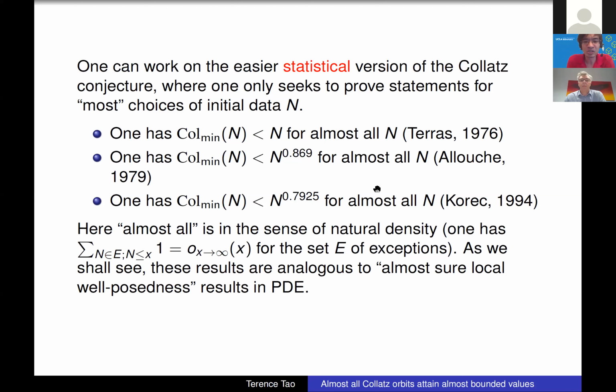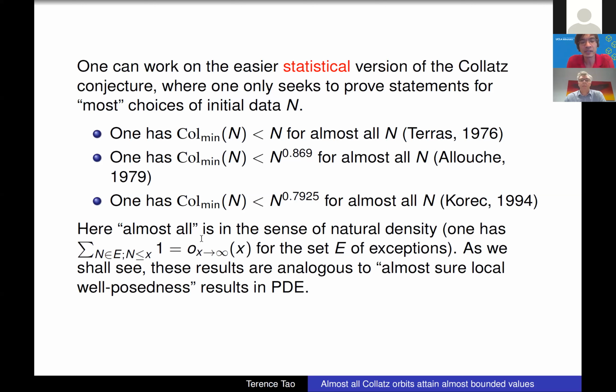A technical point: what does almost all mean? It means that the set of exceptions has what's called zero natural density. If you let E be the set of all numbers where one of these statements is false, and you count how many numbers less than x are in this exceptional set, then that number of exceptions should be of lower order growth than x. So when you divide by x, you should go to 0. That's the notation I'm using here. But that's a technicality. Let's just think about it like 100% or 99.99% of all numbers n obey these statements.